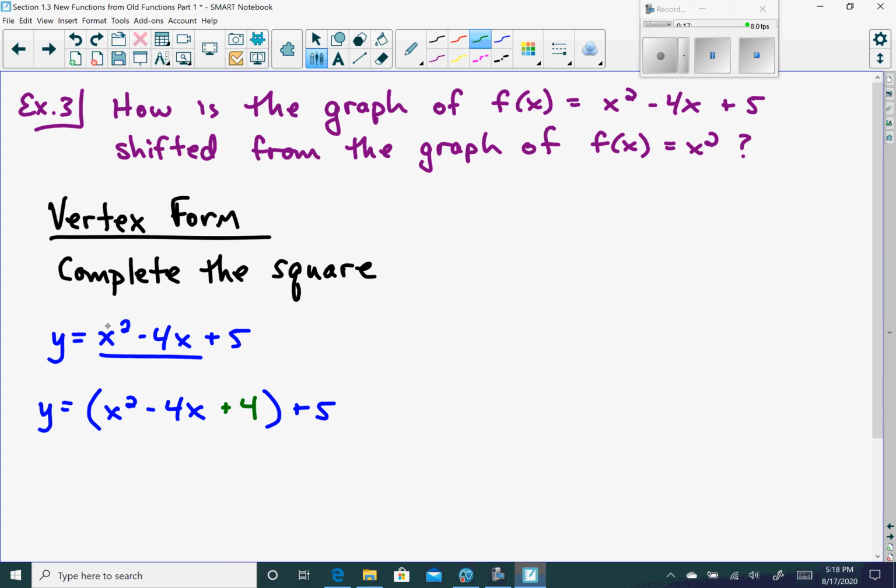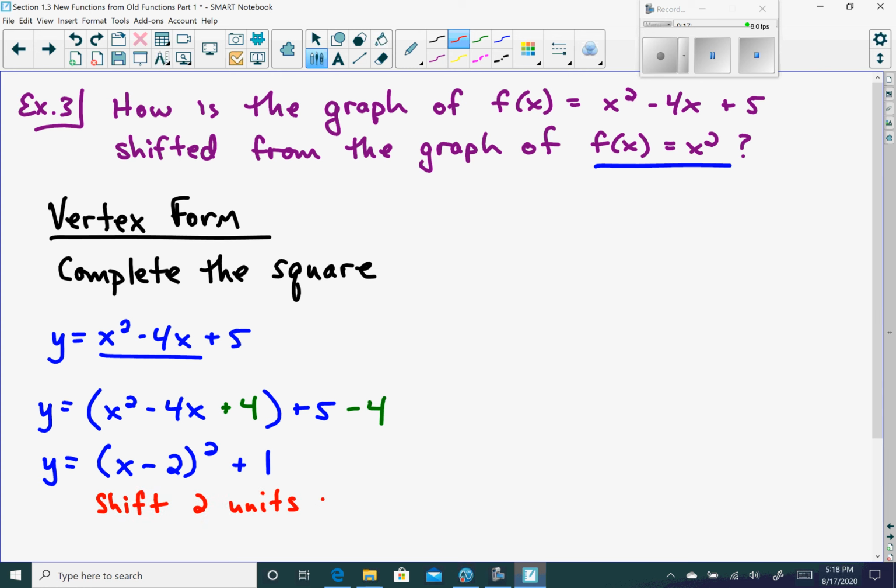I could do this right away because the leading coefficient was 1. If it were something else, I'd have to factor it out. What I really added to this was a 4, but I have to keep it balanced, so I need to subtract a 4 over here. So now I want to factor this perfect square trinomial into the quantity x minus 2 squared, and then I'll get a plus 1 here. So this tells me from f of x equal to x squared, I have a shift of 2 units to the right and 1 unit up.